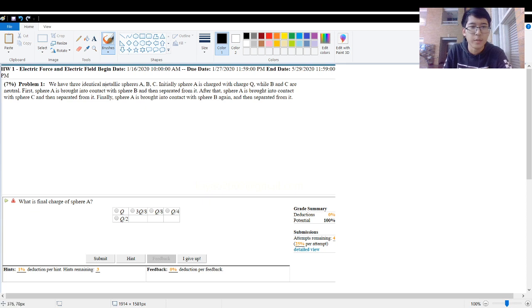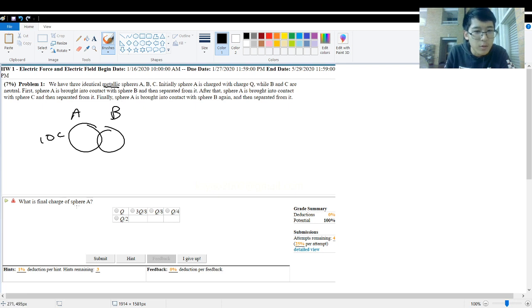So because they're metallic, we can assume that these are conductors. That means that if you touch one sphere to another sphere, say this is the first touch, A to B, the charge is going to be evenly distributed throughout these two spheres. What that means is that if there was, say, 10 coulombs of charge initially in sphere A, half will stay in A and half will go to B. So basically the charge in A has to equal the charge in B. With that in mind, let's look at the question.